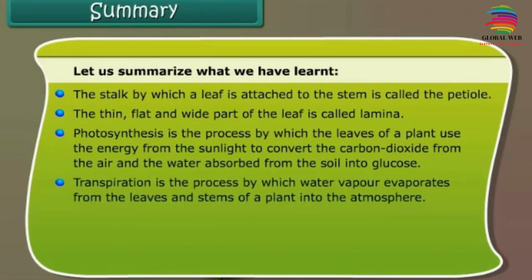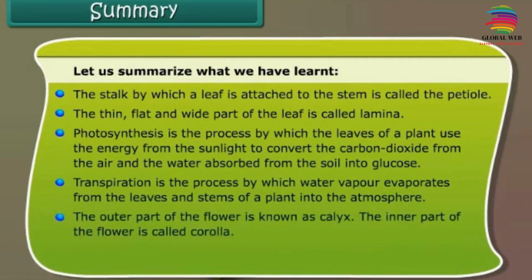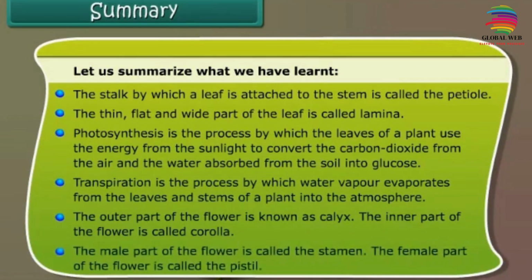Transpiration is the process by which water vapor evaporates from the leaves and stems of a plant into the atmosphere. The outer part of the flower is known as calyx. The inner part of the flower is called corolla. The male part of the flower is called the stamen. The female part of the flower is called the pistil.